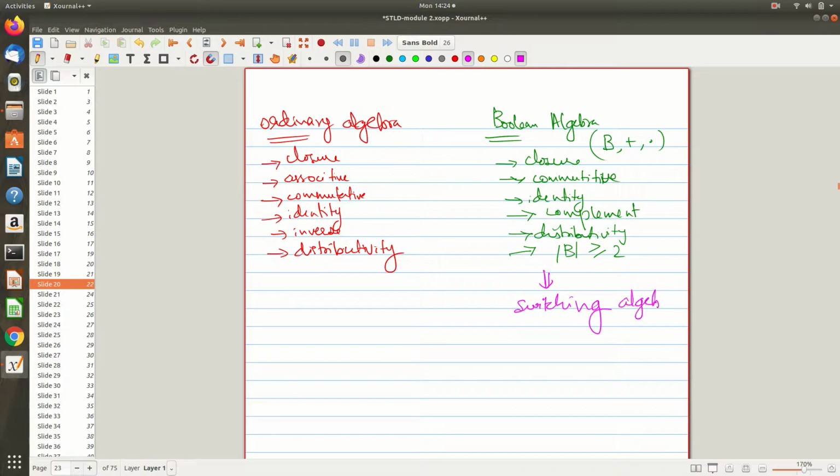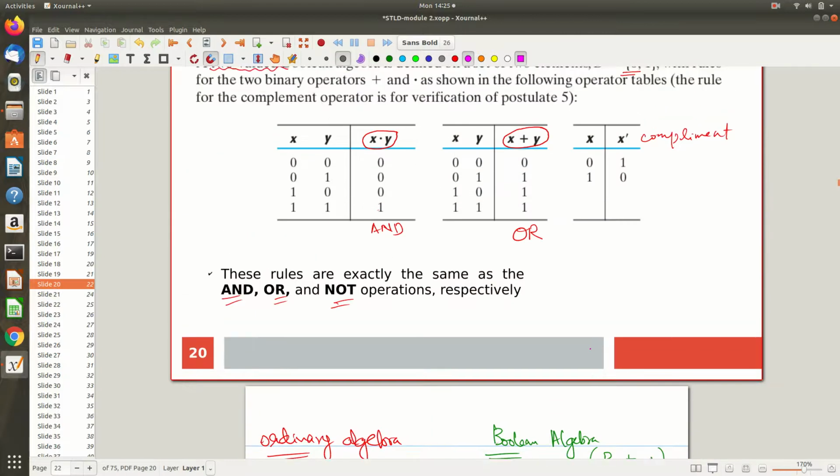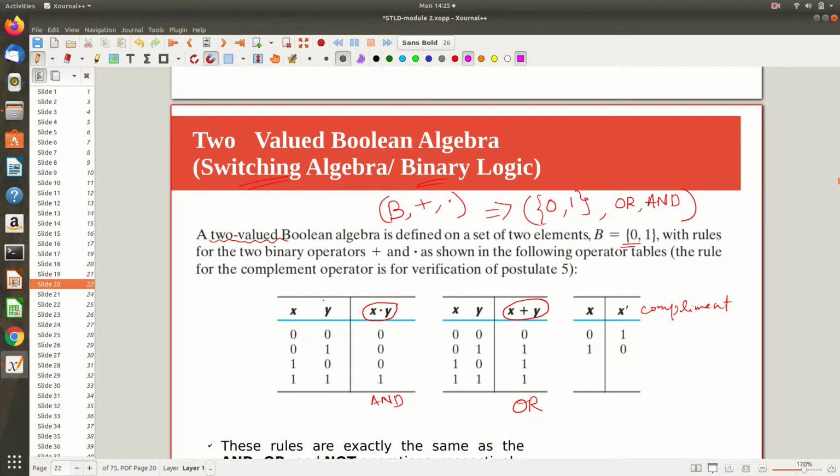Switching algebra, how did we define it? This B we take as the set {0, 1}, that is binary 0 and 1, and plus we define as the OR operation, and for dot we give the meaning of the AND operation, which you are familiar with from propositional logic. Even if somebody does not know what AND and OR are, you can remember these are standard operations and this is how they work.